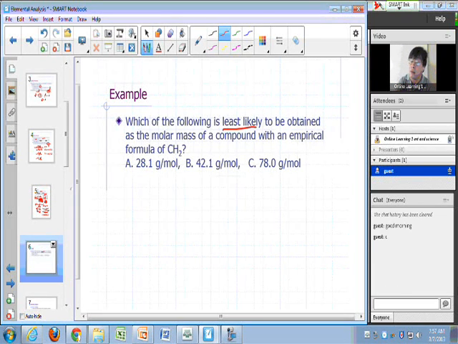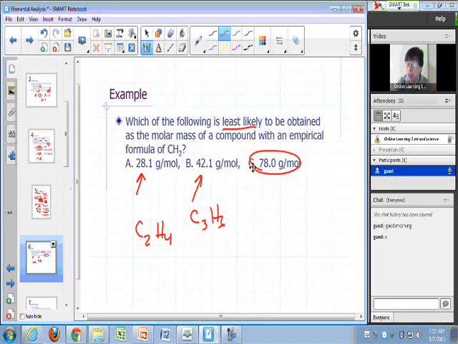Okay. All right. In fact, I already gave you this example, right? 28.1 is C2H4. 42.1 would be C3H6. And the way you can tell is you just divide by the empirical mass, which is around 14, and see if you can get a number close to an integer, a whole number. So 28 divided by 14 is 2. 42 divided by 14 is 3.